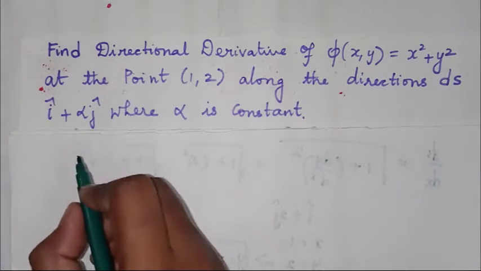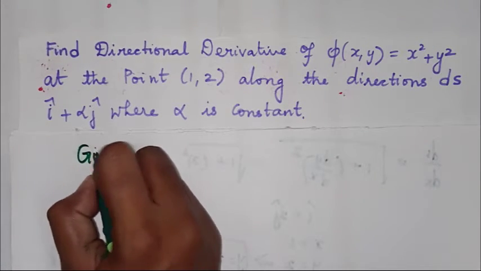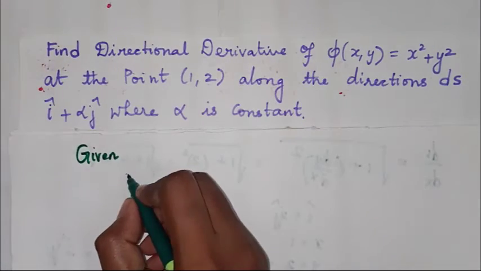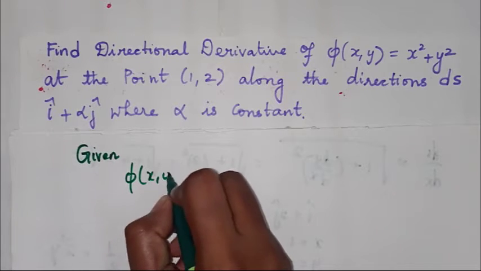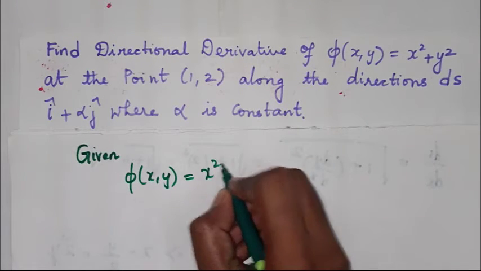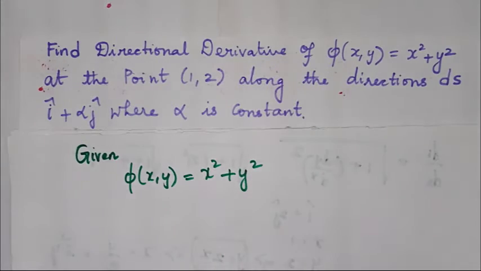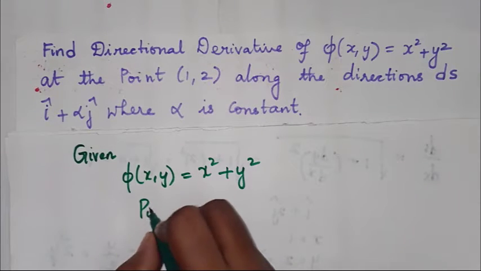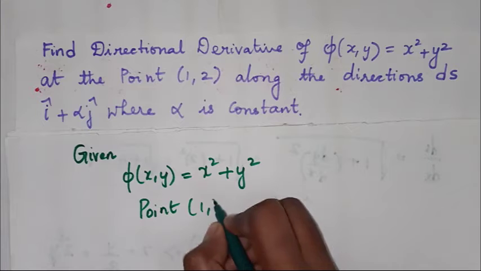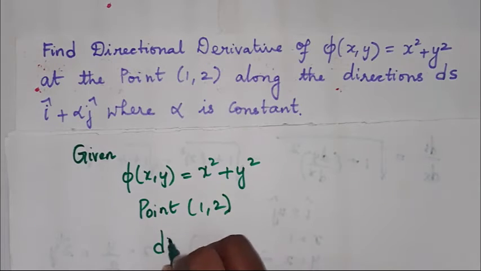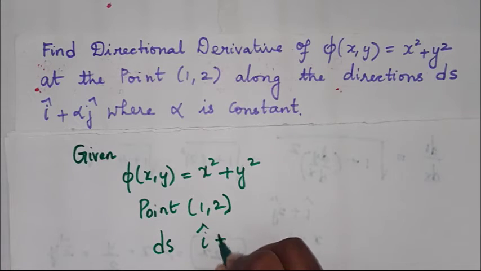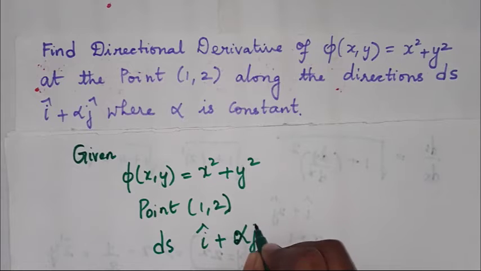So we just want to write the given data. You can just write the given function, which is phi of x comma y which is equal to x square plus y square. Then we had the point, right? So the point is 1 comma 2. So we have the direction ds which is I plus alpha j.